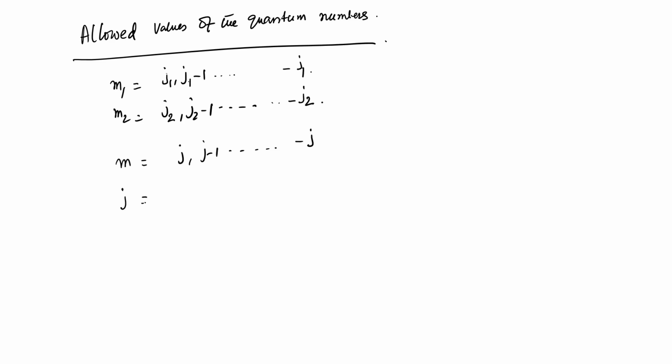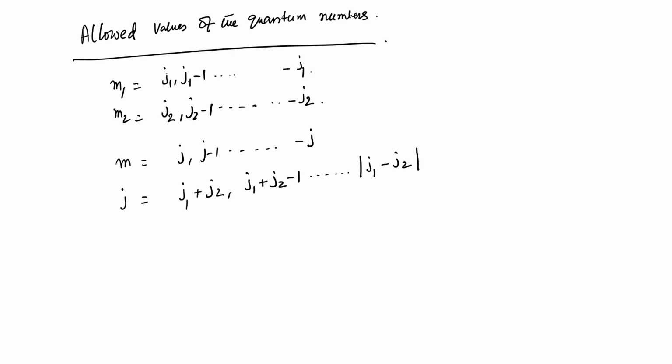And what about the total J? J will take values equal to J1 plus J2, J1 plus J2 minus 1, and it will have values down to J1 minus J2, but you have to take the mod because it takes only positive values, so whichever is larger does not matter. You take the difference and then you can take the mod of that.